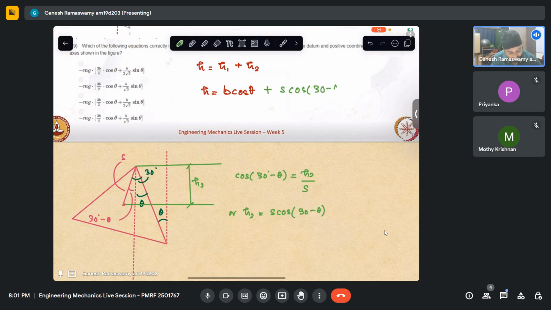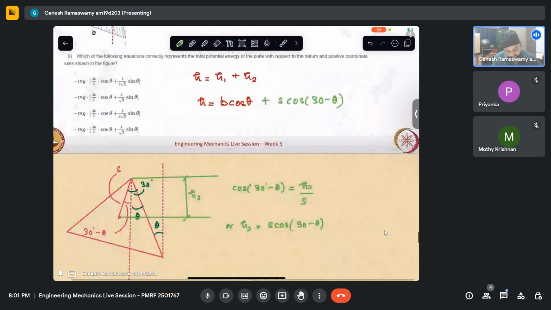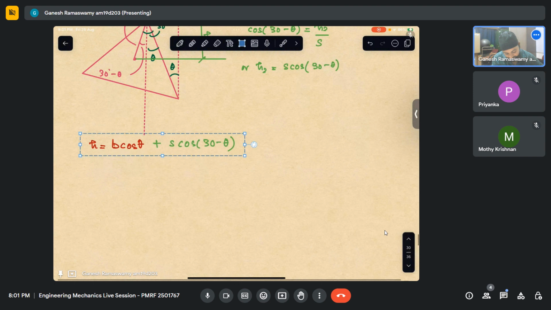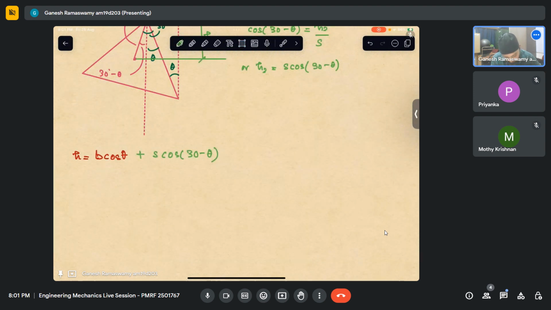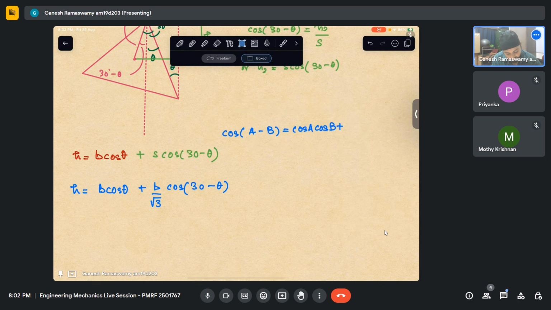But the answer has all been given in terms of b. So we have to substitute s equal to b by root 3. So let us go ahead and do that. I'll just make a copy of this, put it here. h is b cos theta plus b by root 3 cos of 30 minus theta. Now I know cos A minus B is cos A cos B plus sin A sin B.